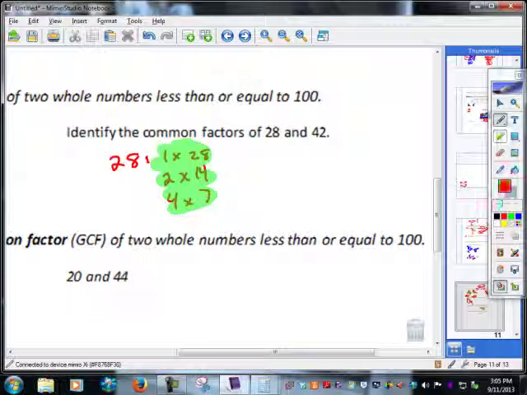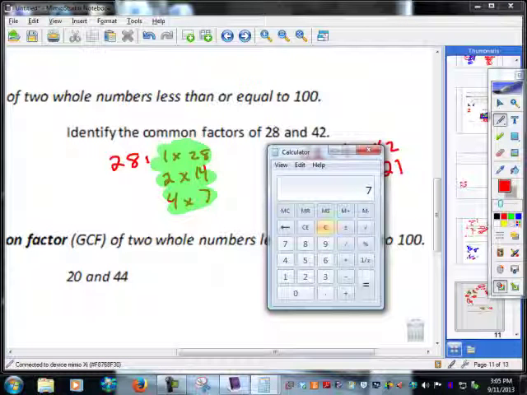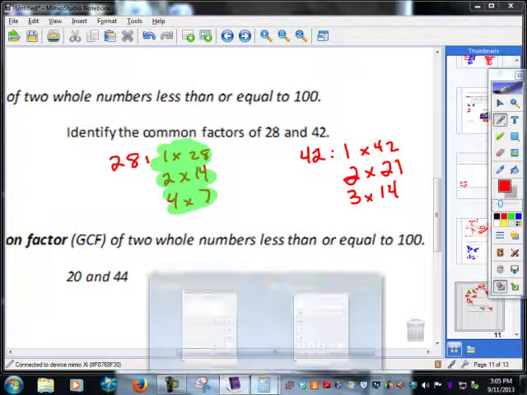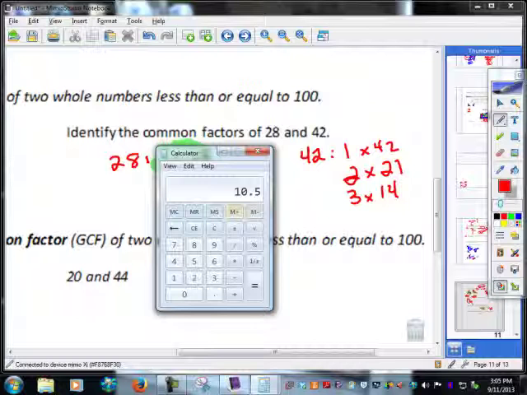Now let's do 42. I know that the obvious one is 1 times 42. I know that it's even, and that's 2 times 21 is 42. Let's check 3. Let's see if 3 is a factor. Okay? Let's do 42 divided by 3. I get 14. Therefore, I know that 3 times 14 is a factor. Now let's check 4. Okay? Let's do 42 divided by 4. Oh, we get a decimal. We got a decimal, so therefore, no, 4 is not a factor.